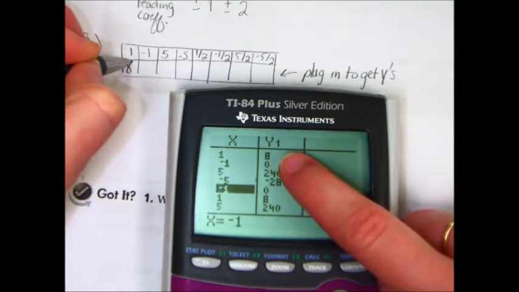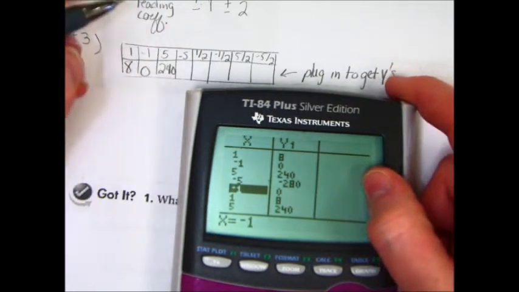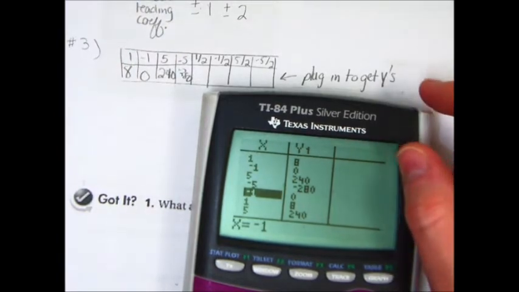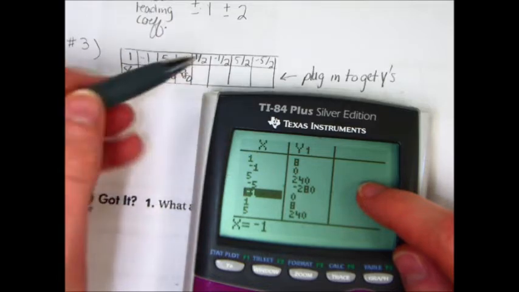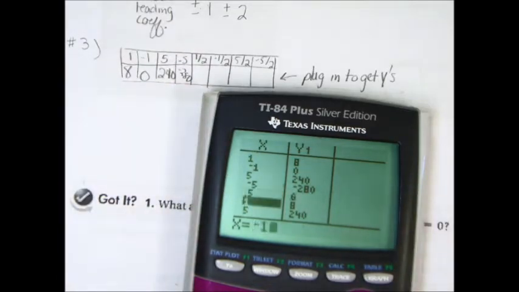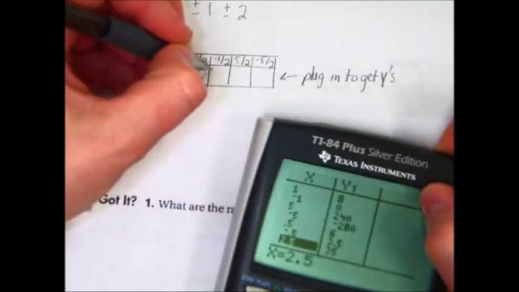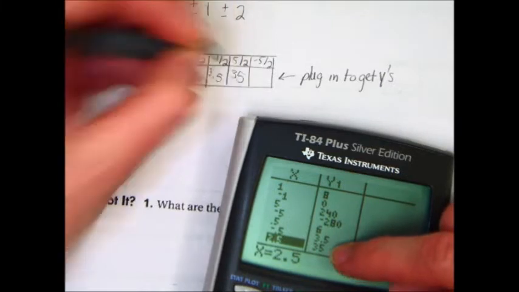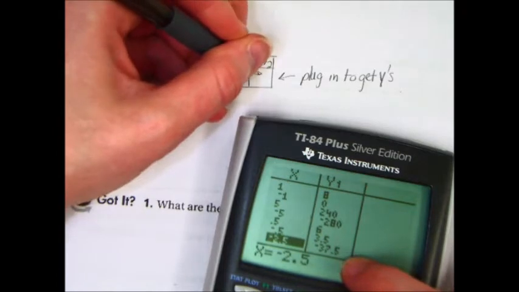1 gave me 8. Negative 1 gave me 0. 5 gave me 240. Negative 5 gave me negative 280. Really big. 1 over negative 1 is negative 1. I already did negative 1, didn't I? Alright, now I've got to go to the halves. 1 half, negative 1 half, 5 over 2. Let's see. 1 half gives me 6. Negative 1 half gives me 3.5. 5 over 2 gives me 35. And the last one I need to do, negative 5 over 2, gives me negative 37.5.